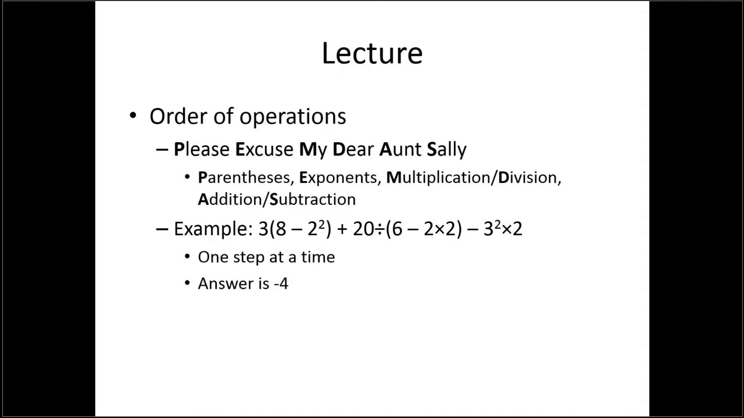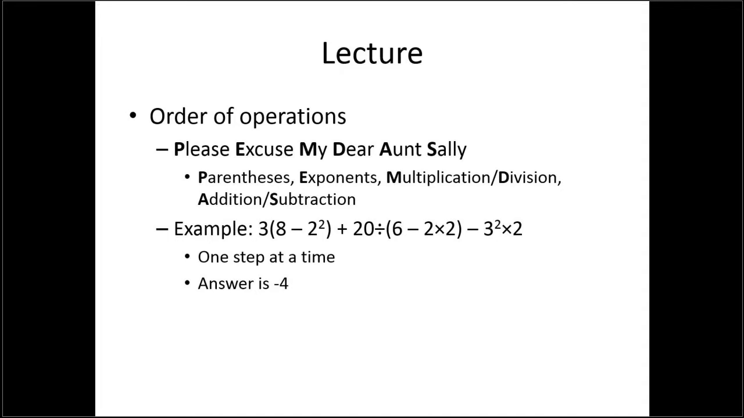The second parentheses, within the parenthesis you have subtraction and multiplication. Multiplication comes first. So 2 times 2 is 4. 6 minus 4 is 2. So you have 3 times 4 plus 20 divided by 2 minus 3 squared times 2. Okay, the parentheses are gone, so the next thing you want to work through are the exponents. You have an exponent there at the very end, 3 squared, which is, of course, 9. So now we have 3 times 4 plus 20 divided by 2 minus 9 times 2.